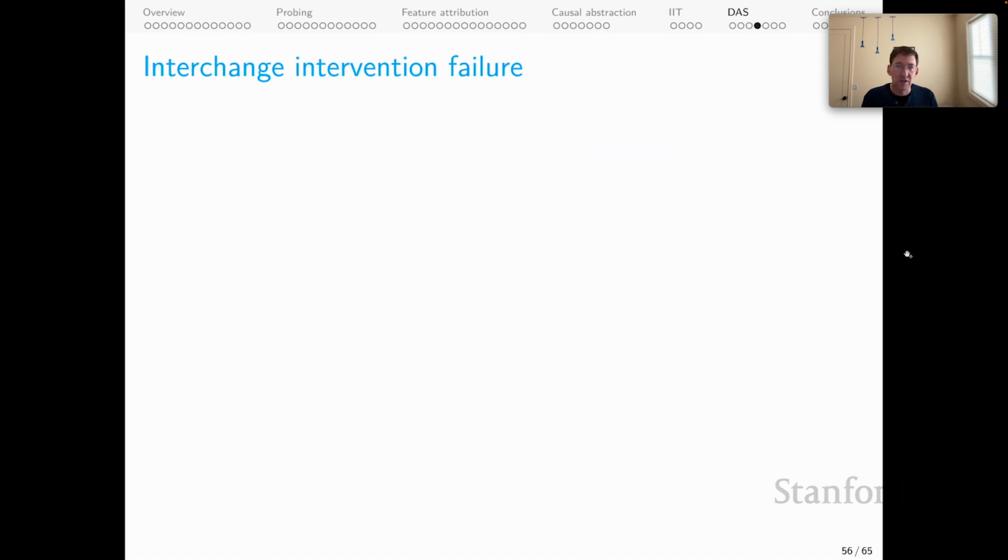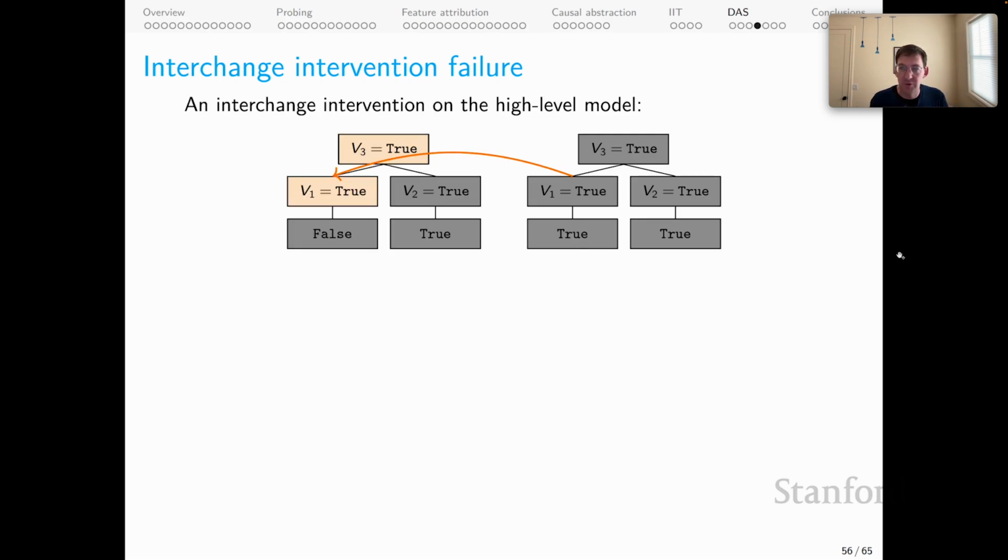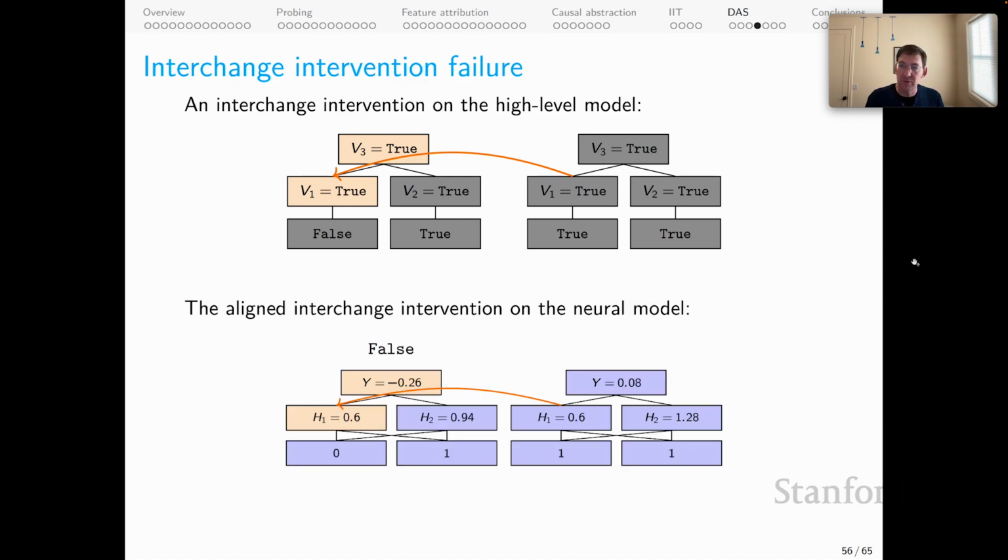First, I'll just substantiate for you that we do indeed have a failure of causal abstraction. I'll show you a failed interchange intervention. On the top, as usual, we do an intervention with our causal model. We take V1 from the right example and put it into the corresponding place in the left example. The original output for the left example was false, but because of the intervention, we should get the output value true. When we do the corresponding aligned intervention on the neural model, we end up with an output state that is negative. That means predicting false, but the causal model said we should predict true.